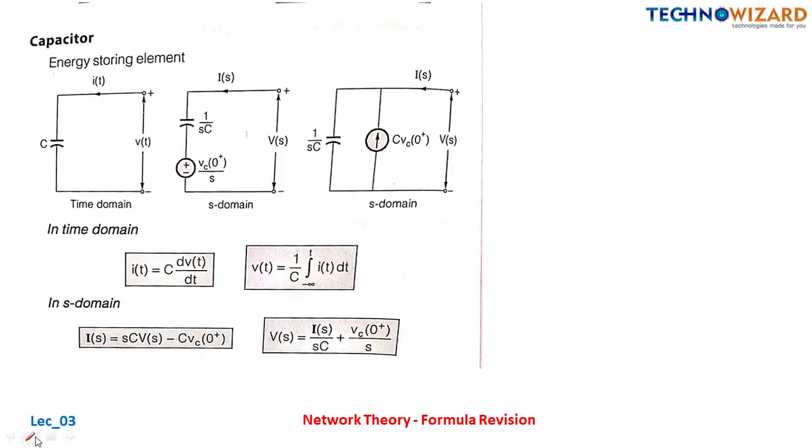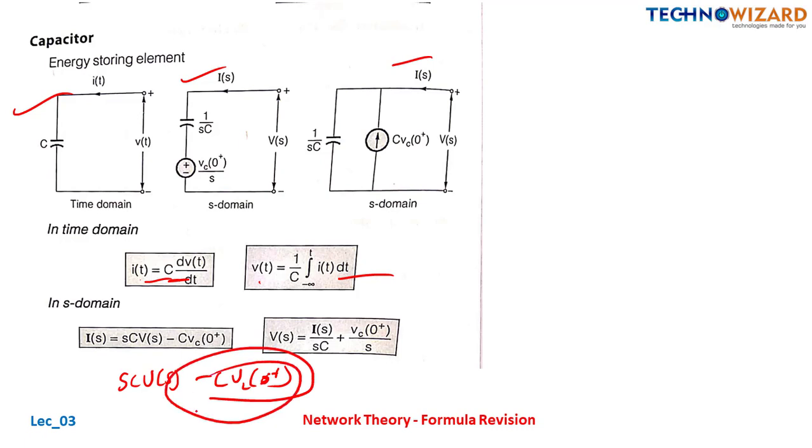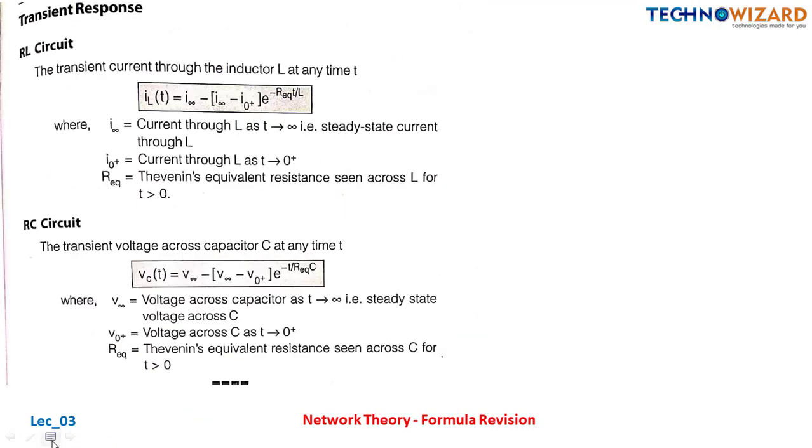Same goes with the capacitor. For a capacitor circuit, I of t is given as C dv by dt, and v of t is equal to 1 by C integral from minus infinity to t of I of t dt. Now C dv by dt can be written as sC V of s minus C vC of 0 plus. This is the initial condition taken into account. Same goes here for the integral case. So these are some formulas.